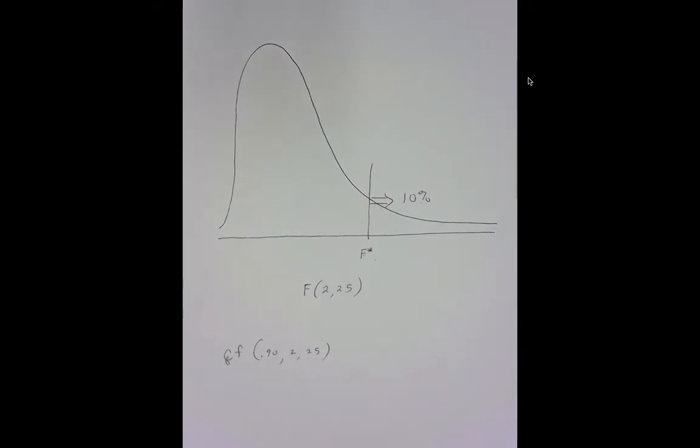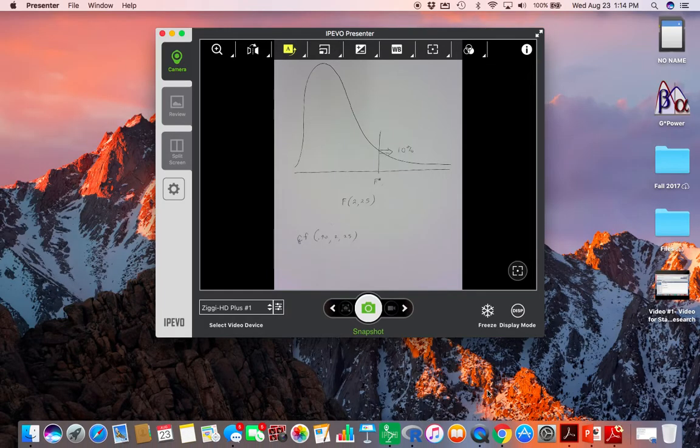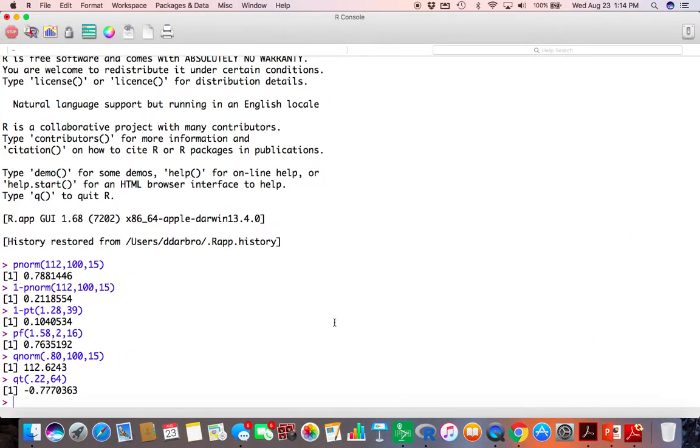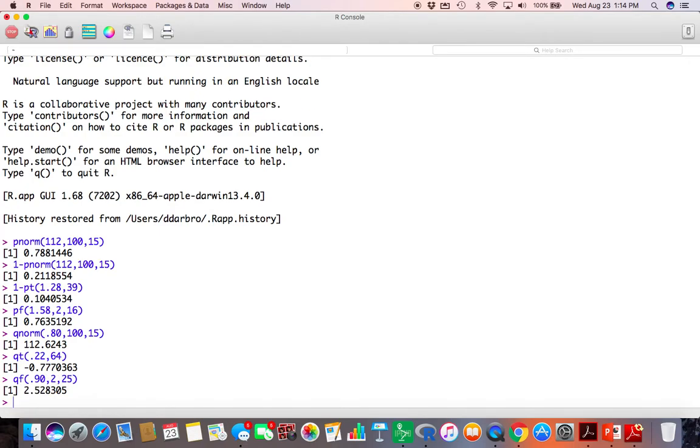So I can go to R, and I can go QF, 0.90, degrees of freedom 2, 25, and I will find that that value is 2.528.